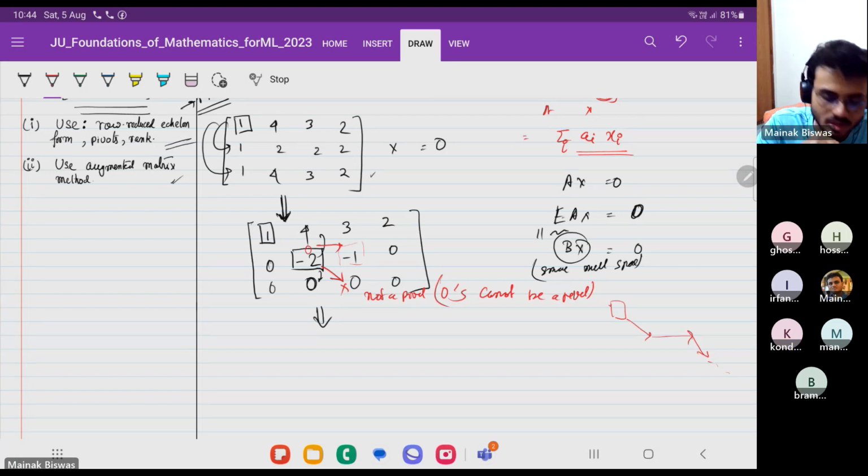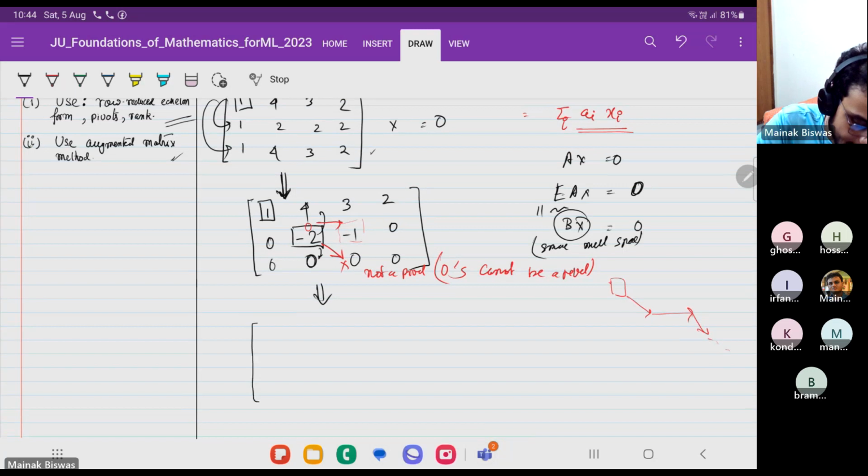So now, can I eliminate the terms above also? I'll tell you why I'm eliminating them. Just eliminate them and tell me. So 1, 0, 0, minus 2, 0. And what will this be? I can't calculate. Tell me.